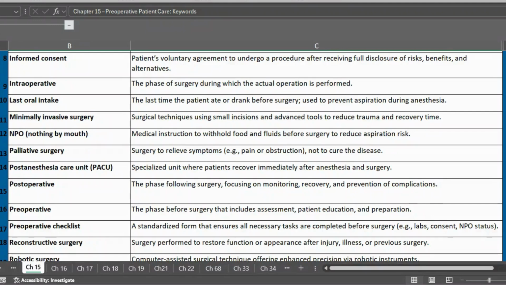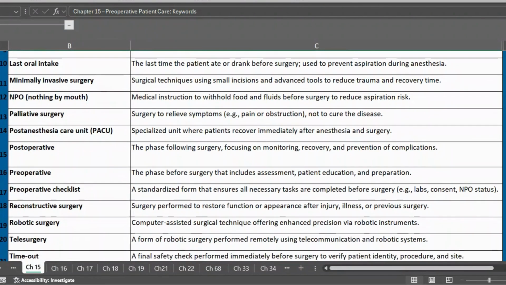Minimally invasive surgery. Surgical technique using small incisions and advanced tools to reduce trauma and recovery time. So it's surgery with small incisions using advanced tools. Example, laparoscopic appendectomy. NPO, nothing by mouth, is a medical instruction to withhold food and fluids before surgery to reduce aspiration risk. So it's a preoperative restriction of oral intake, which starts 6 to 8 hours before surgery to prevent aspiration.